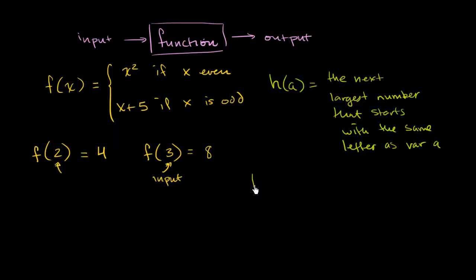So given that, what is h of 2 going to be? Well, 2 starts with a t. What's the next largest number that starts with a t? Well, it's going to be equal to 3. Now, what would h of, I don't know, let's think about this. What would h of 8 be equal to? Well, 8 starts with an e. The next largest number that starts with an e, so it's not 9, 10, it would be 11.